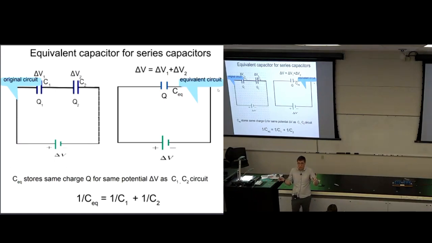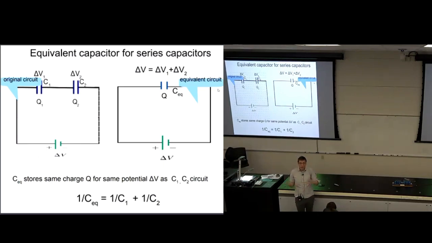Now, when you had capacitors in parallel, you made a bigger capacitance when you put them in parallel. You could store more charge. The reverse is true of this equation. This equation leads to the fact that if you put capacitors in series with one another, the equivalent capacitor is going to be smaller than any of the individual capacitances.